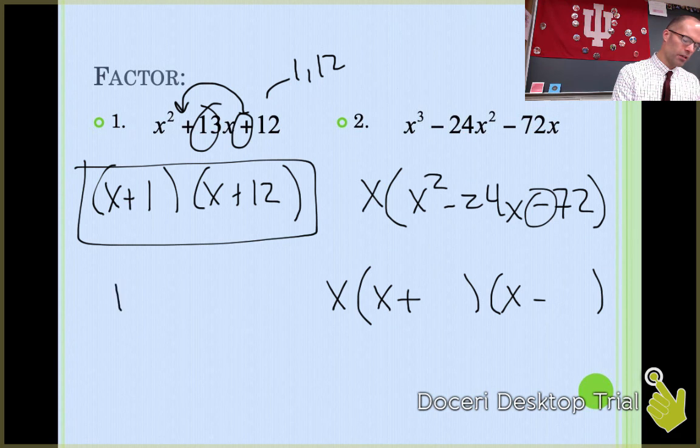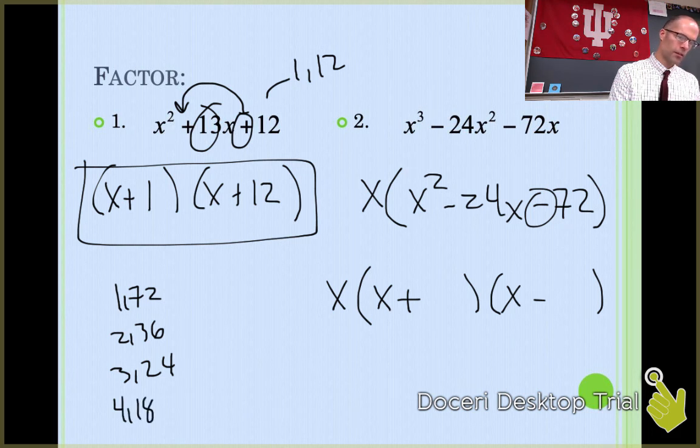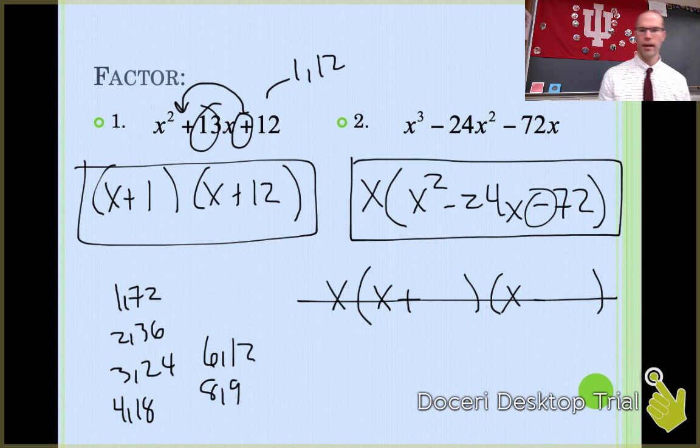And then 72. So remember, our goal is to get a negative 24. So 72, well, you've got 1 and 72. You've got 2 and 36. You've got 3 and 24. You got 4 and 18. Alright, you got 6 and 12, and you've got 8 and 9. So will any of those combinations when we add and subtract give us negative 24? No. So therefore, the only thing I can do is take out a GCF of an x. But I have factored because the x is the GCF, which stands for greatest common factor. So technically, I have factored.